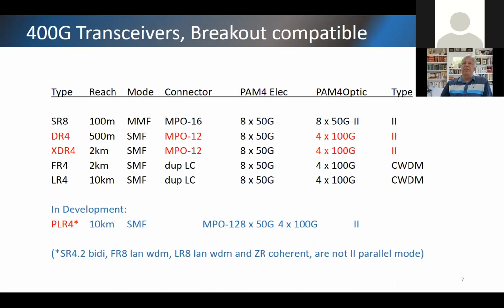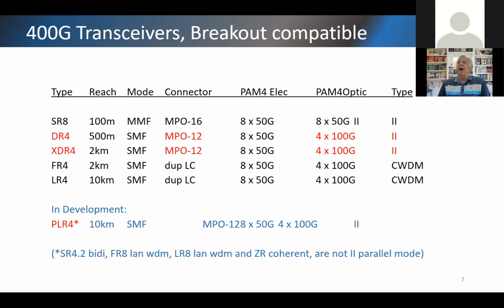The SR8 is good up to 100 meter reach, and it's multi-mode, and it's used as an MPO16 connector. On the electrical side, on all of these, we're talking about 8 by 50 gigabaud, and on the optical side, we're talking PAM4 modulation. We're talking 8 by 50 for the SR8s in a parallel mode. And then when we go down to DR4, which is a 500 meter reach, we go to single mode fiber and an MPO12 connector. Once again, everything is PAM4 8 by 50 gig on the electrical side.